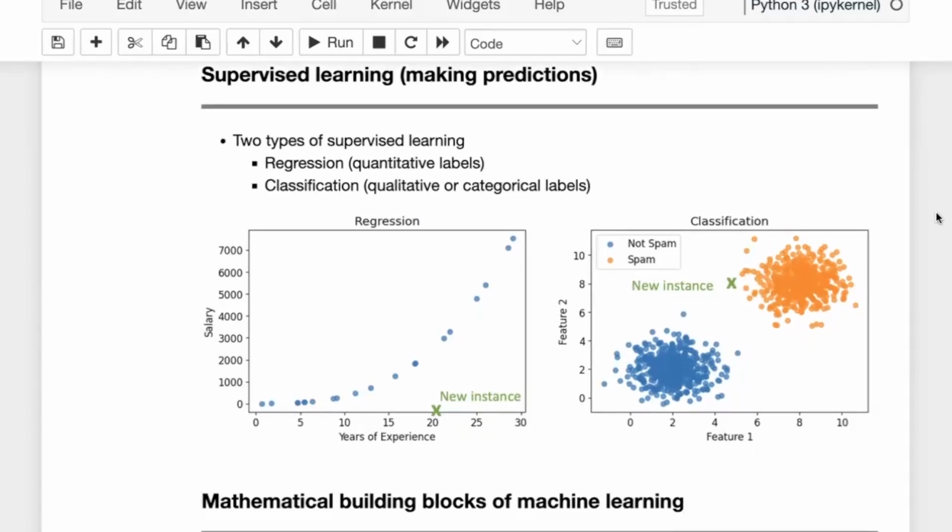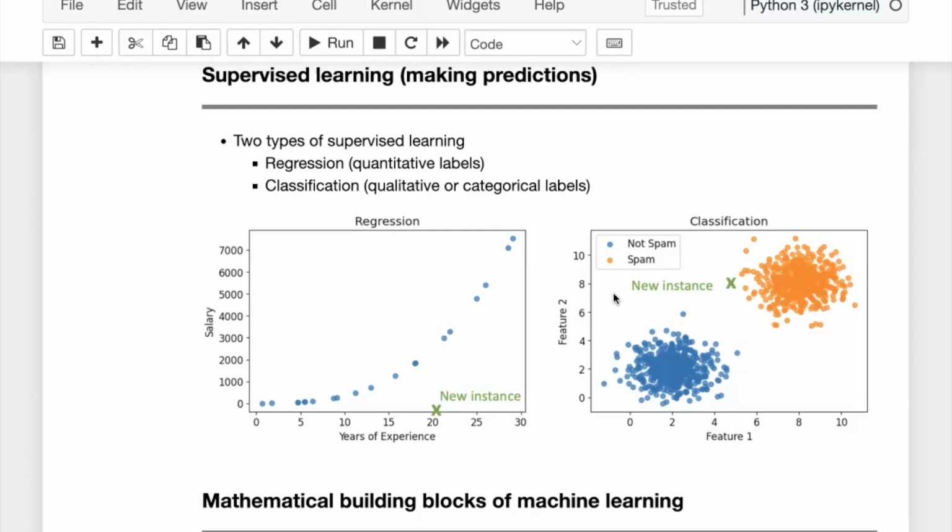So one way to think about supervised learning is that you always want to make predictions, right? Meaning that you want to predict some outputs, and depending on the type of output, these supervised learning methods are divided into regression and classification. In regression, we have quantitative labels. However, in classification, we have qualitative or categorical labels.